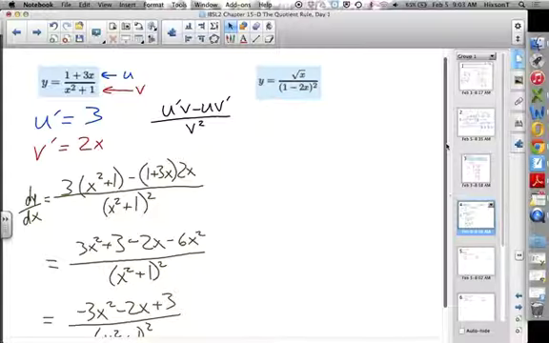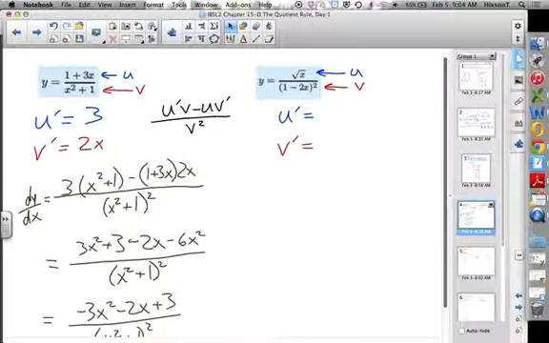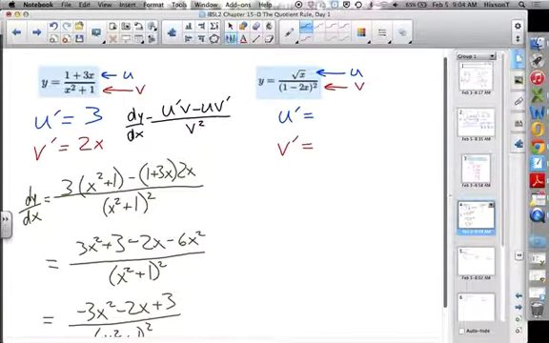Alright, so again, we have y equals root x over (1 minus 2x) quantity squared. So there's our u and our v. Take a moment here and try to use the rule yourself, okay? Identify u prime, identify v prime, and plug it into our formula and see what you can do.